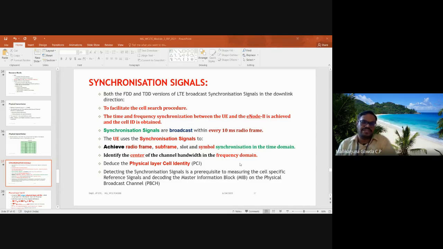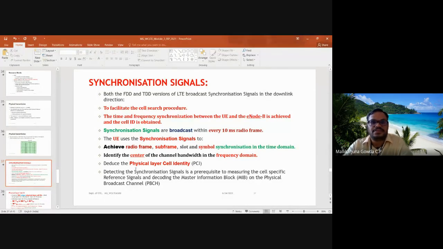In the time domain, it is possible to achieve the radio frame, subframe, slot, and symbol synchronization. In frequency domain, it is possible to identify the center of the channel bandwidth. And I said it is also possible to deduce the physical layer cell identity, which we call PCI. I will tell what that PCI is.